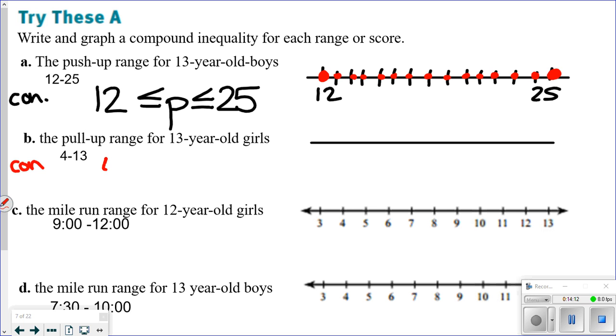So my minimum, my lowest amount that we can get is 4. Our highest is 13. My pull-ups need to be in between those two numbers, so put the P in the middle. P has to be greater than or equal to 4, so notice our mouth is eating the P. But P has to be less than or equal to 13, so the mouth is eating the 13 because that's the bigger thing.